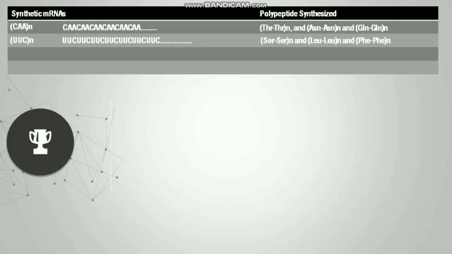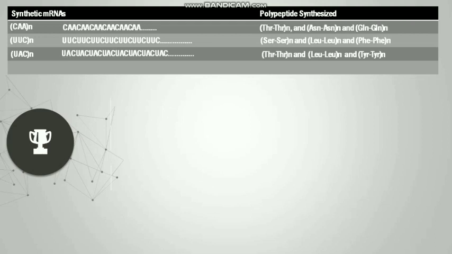Now the third synthetic mRNA given in the question is (UAC)n. That means it will look like this, UAC, UAC, UAC, etc. And it is given that there are polypeptides. So it will be a threonine polypeptide or leucine polypeptide or tyrosine polypeptide.